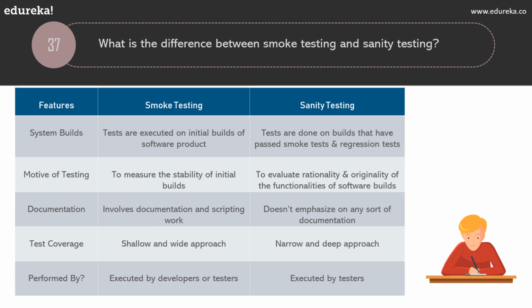Another main difference is that smoke testing involves a lot of documentation and scripting work, whereas sanity testing doesn't emphasize any sort of documentation. Smoke testing is a shallow and wide approach to include all major functionalities without going much deep, whereas sanity testing is a narrow and deep approach and it involves detailed testing of functionalities and features. Smoke testing is executed by developers as well as testers sometimes, whereas sanity testing is executed only by testers.